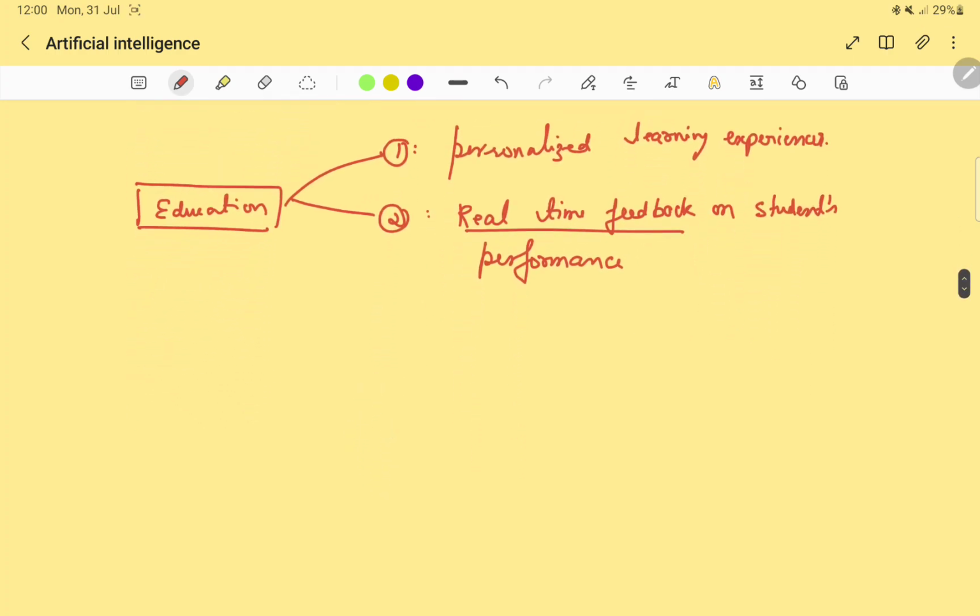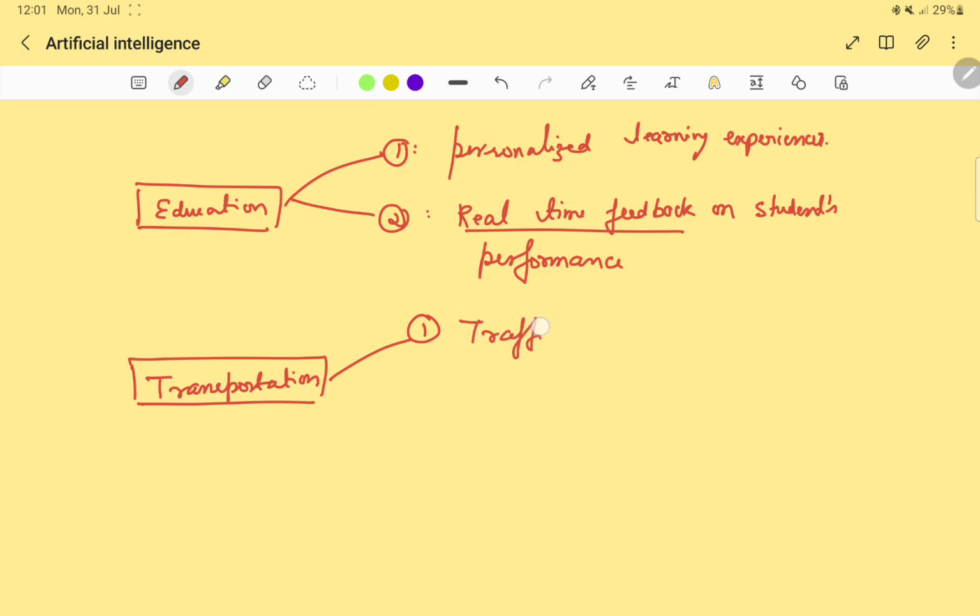And in the field of the transportation sector, you can very well analyze that it can actually help us improve traffic management. So it can help us improve our traffic management. Then it actually helps us reduce congestion. So these are the results of better traffic management and increased safety on roads.